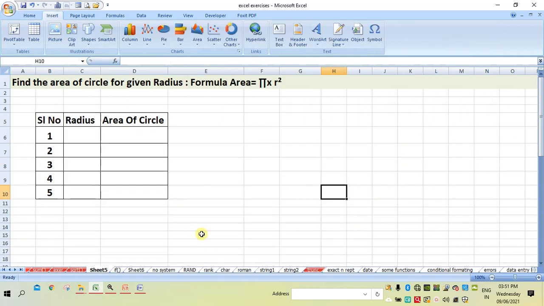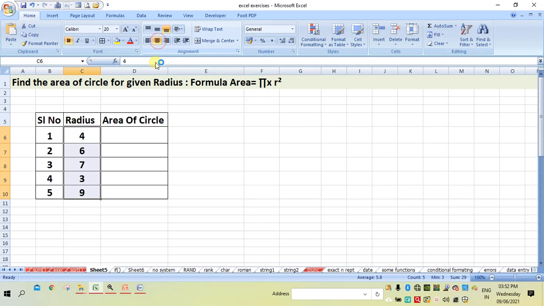Now let us find the area of circle using pi. So here is a question, find the area of circle for given radius. The formula is area is equal to pi into r square. So now let us find the area of different radius. So radius may be 4, 6, 7, 3, 9. So let me find the area of circle for these various values of radius.